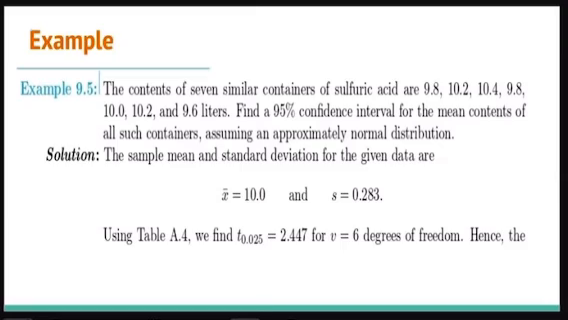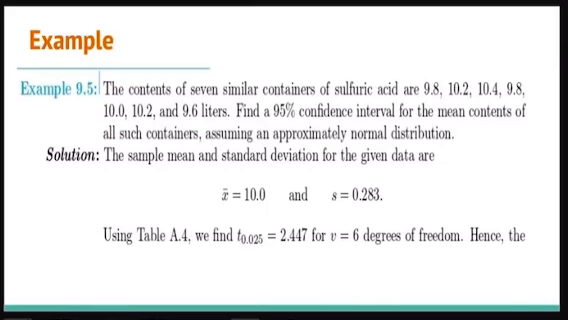The contents of 7 similar containers of sulfuric acid are 9.8, 10.2, 10.4, and so on. How many of them? The data here is not up to 30. There's just 7 of them, right? That's a small sample. Now find a 95% confidence interval. We want to find that.